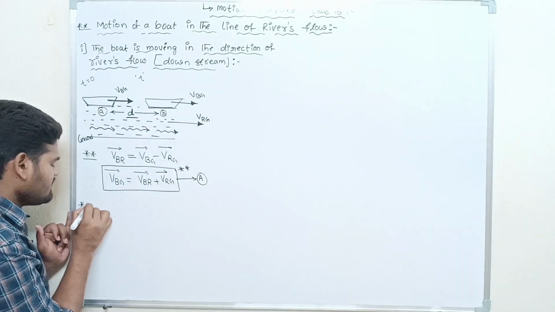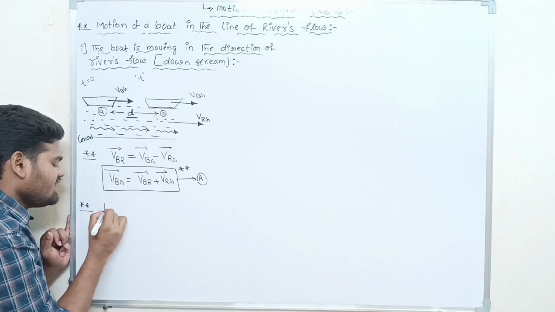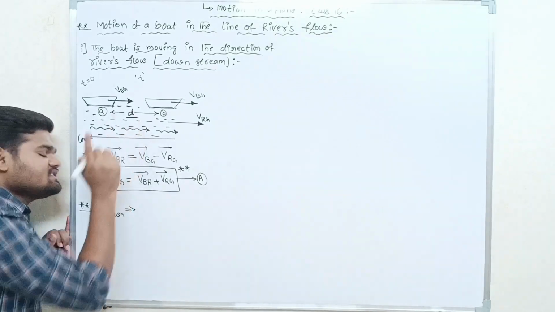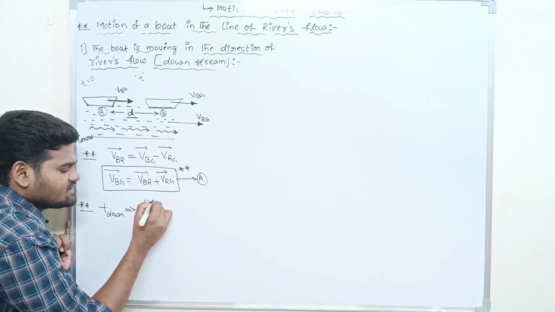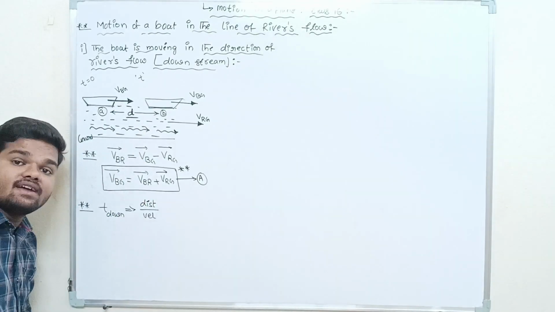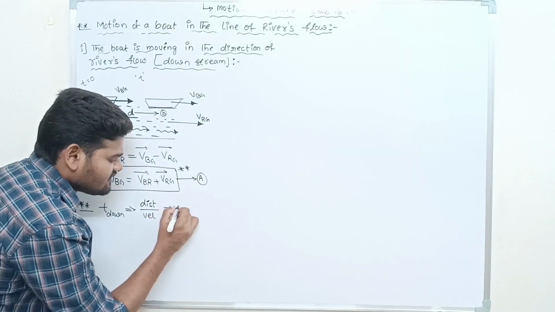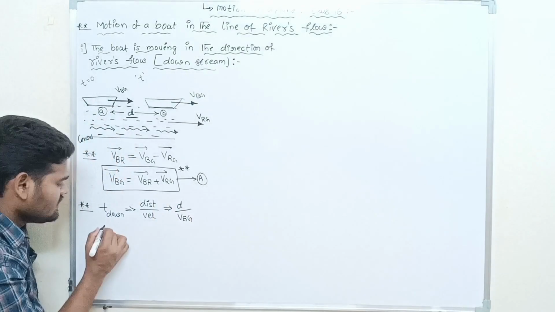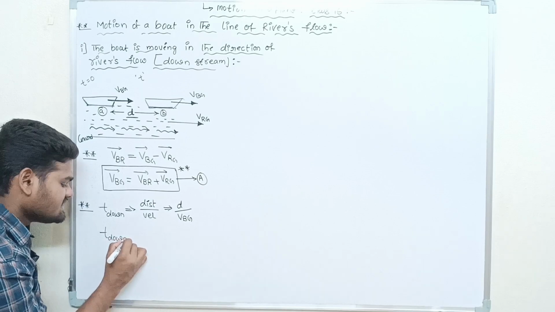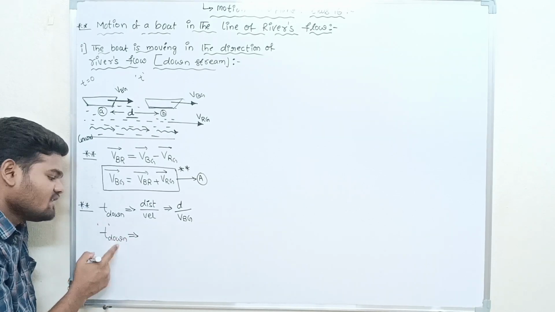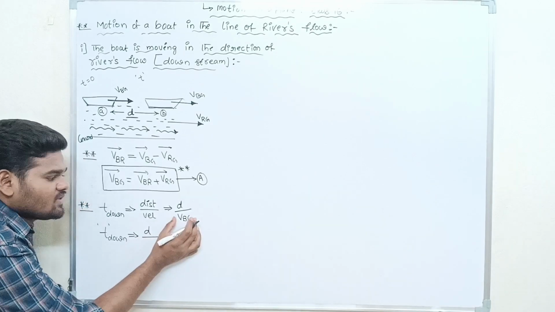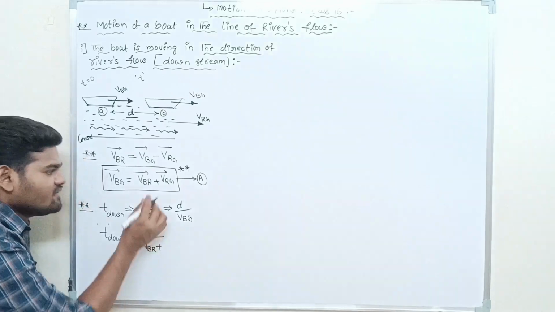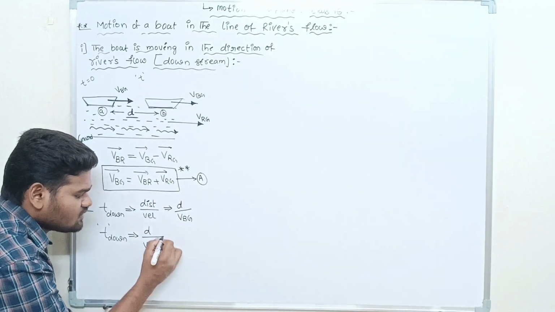Now I want to find the time taken by the boat to cover distance d in case of downstream. So time t is nothing but what? Simply distance by velocity. What is the distance covered by the boat? d. What is the velocity of the boat? Velocity of boat with respect to ground. So time taken by the boat to cover distance d in case of downstream is equal to distance by velocity of boat with respect to ground, which is equal to velocity of boat with respect to river plus velocity of river with respect to ground. That's it.